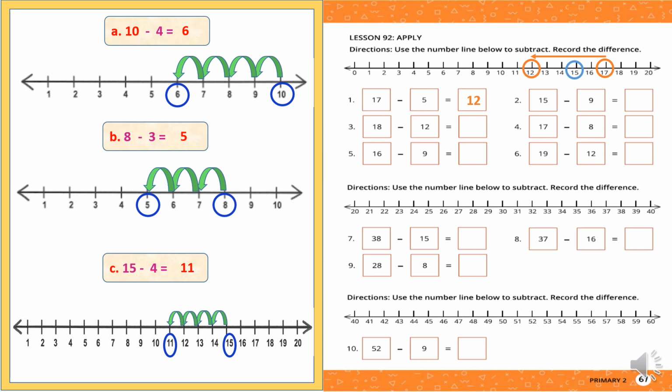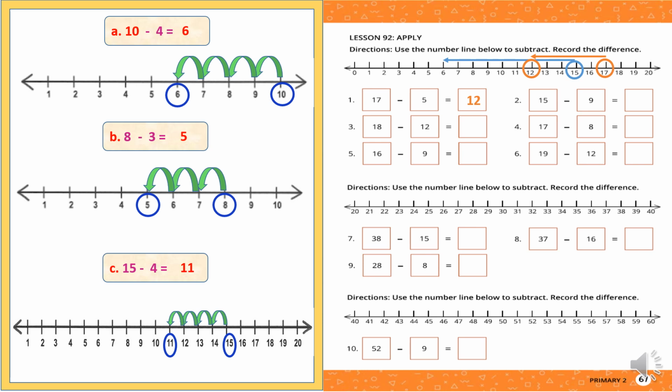Question number 4. 17 minus 8. Using the counting back. Start at 17 and counting back 8 steps. 1, 2, 3, 4, 5, 6, 7, 8. Here we stopped at what? We stopped at 9. So 17 minus 8 equals to 9.